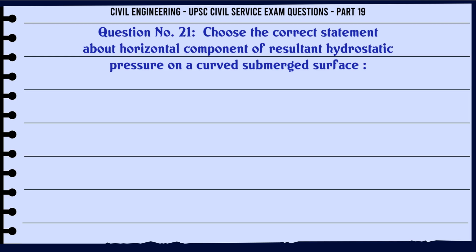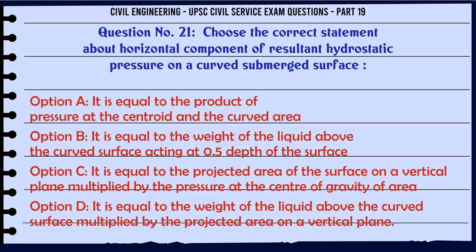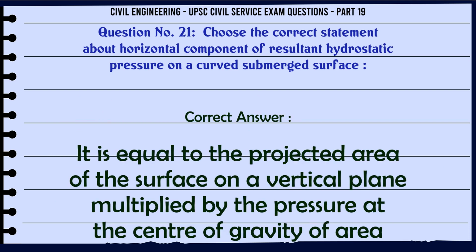Choose the correct statement about horizontal component of resultant hydrostatic pressure on a curved submerged surface. A. It is equal to the product of pressure at the centroid and the curved area. B. It is equal to the weight of the liquid above the curved surface acting at 0.5 depth of the surface. C. It is equal to the projected area of the surface on a vertical plane multiplied by the pressure at the center of gravity of area. D. It is equal to the weight of the liquid above the curved surface multiplied by the projected area on a vertical plane. The correct answer is it is equal to the projected area of the surface on a vertical plane multiplied by the pressure at the center of gravity of area.